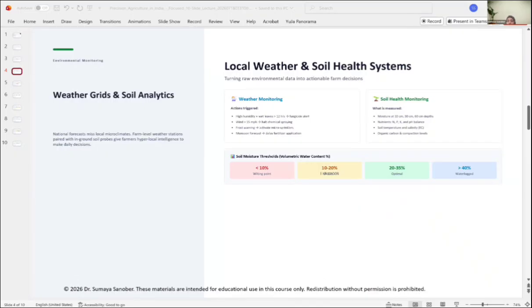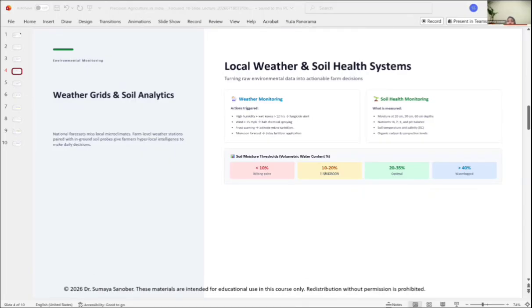What I was talking about here, weather and soil analytics, is that national weather forecasts are useful, but they may not represent the exact conditions of one farm. So a local weather station can provide farm-level information. For example, high humidity and wet leaves for several hours may increase the risk of fungal diseases.